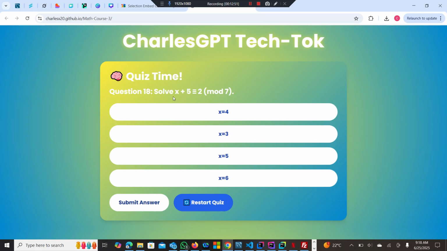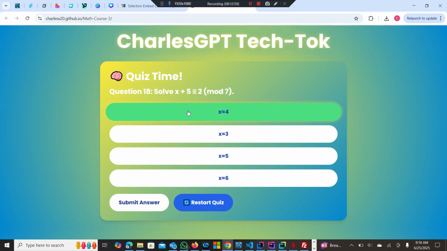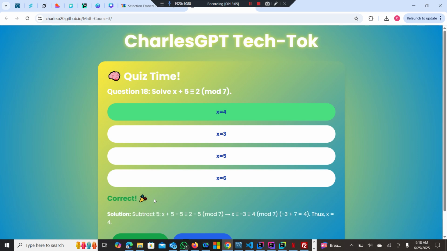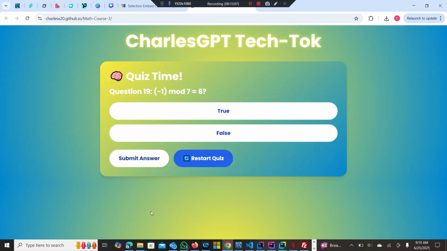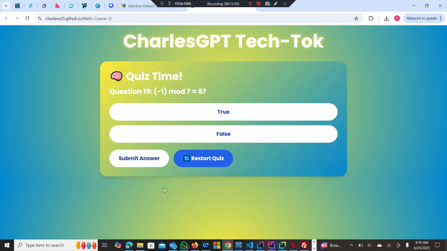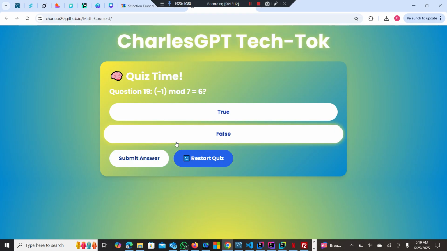Next question, solve x plus 5, this. So what we need to do is x would be 4 because 4 plus 5 is 9. 9 divided by 7 would give you something remainder 2. So I think it's 4. Cool, 4. Don't worry how I'm getting it. I'm not that quick. It's just that it's my question, so I'll probably know the correct answer.